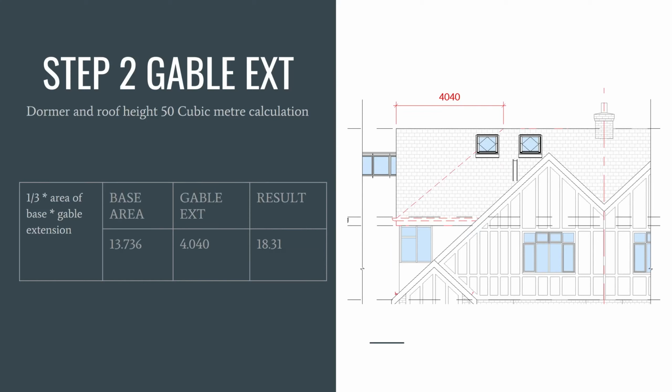We'll move on to step 2, calculating the gable extension. So if you see that red dotted line, we need to calculate that extension that we're planning to do. So it'll be 0.33 times the area of the base times the gable extension. Now we know the area of the base from step 1, which is 13.736, and we know from our dimensions that the gable extension is 4.040. So we'll do 0.33 times 13.736 times 4.04. That will result in 18.31.